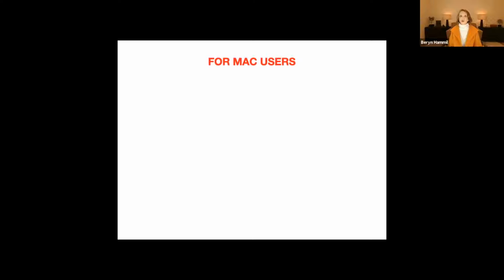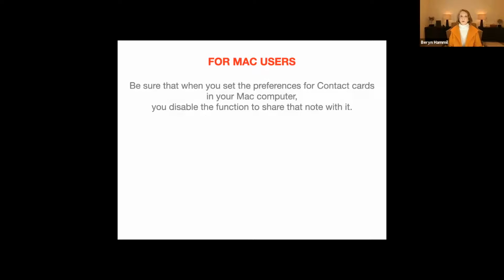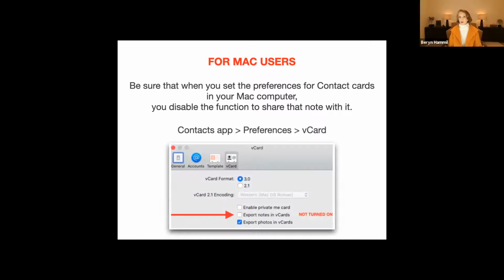For Mac users on your computer, be sure that when you set the preferences for your contact cards in the Mac computer, you disable the function to share that note with it. So you go to the Contacts app, in the preferences for the app, under the section called vCard. And notice this is what it will look like when you go to the preferences, and where it says export notes in vCard, this is not turned on.